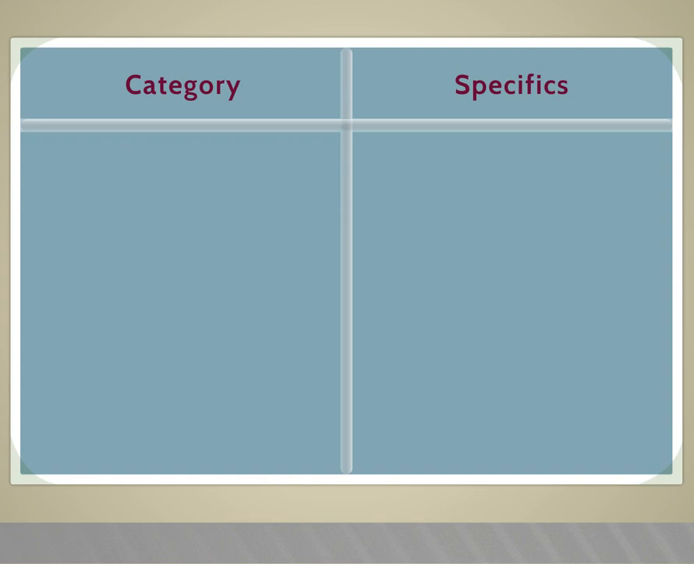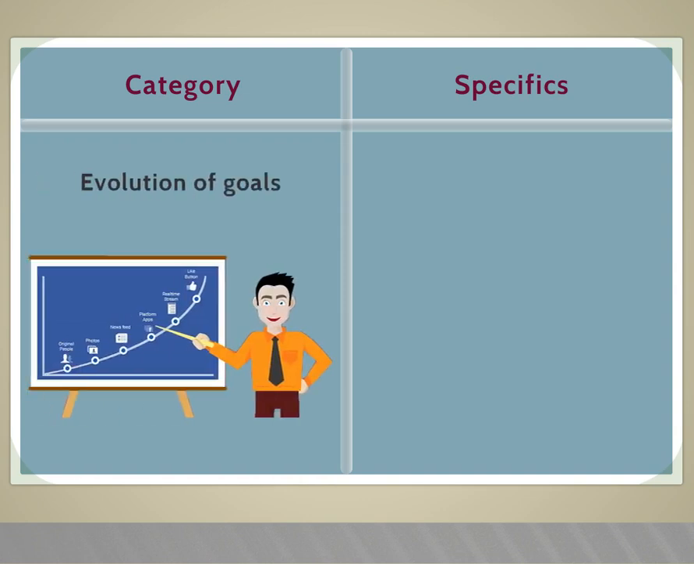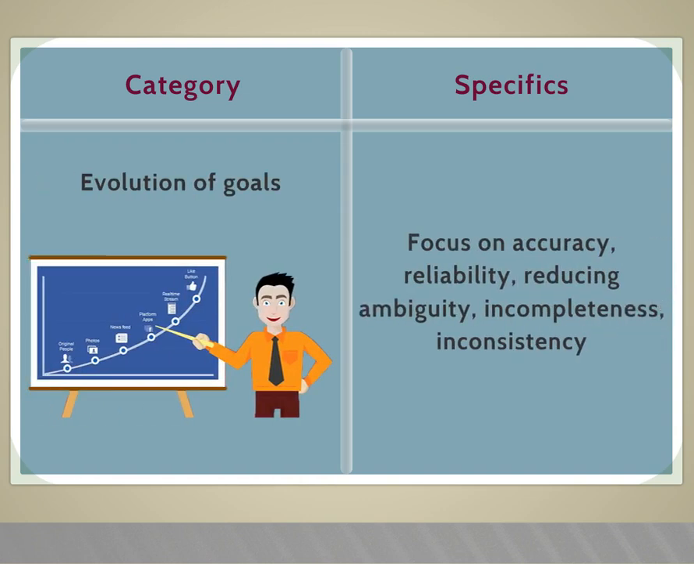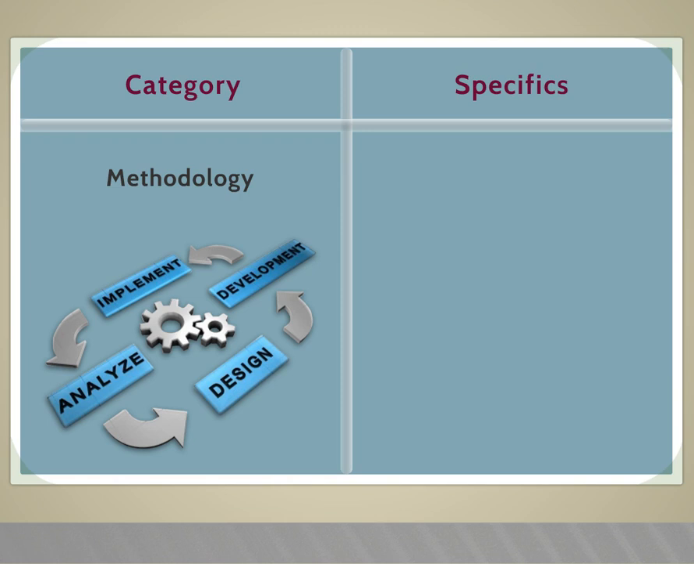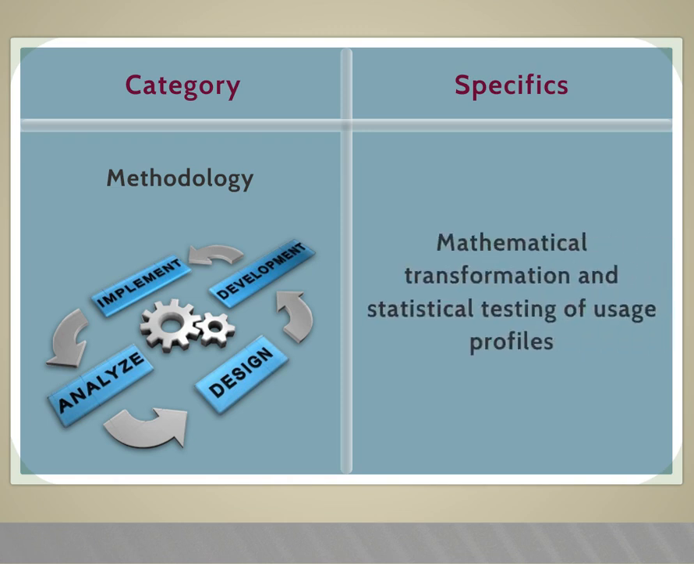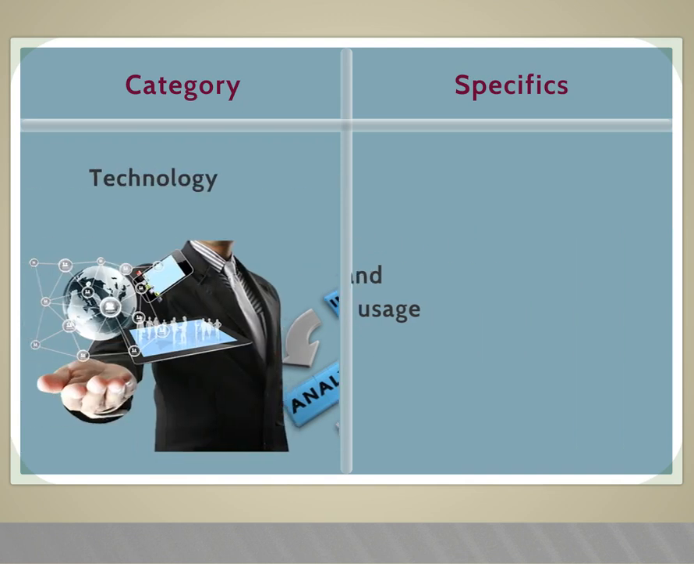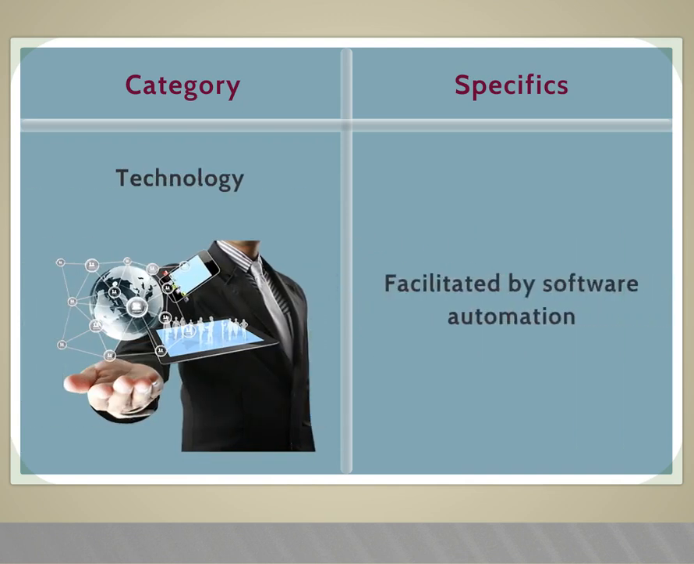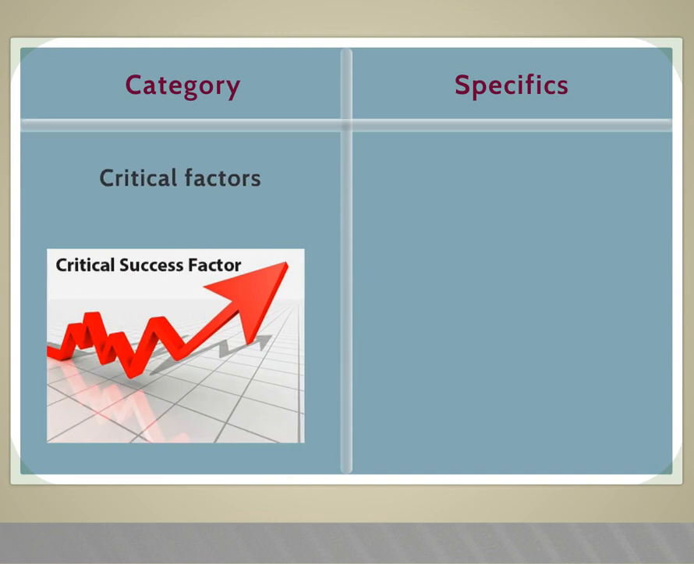Category: specifics. Evaluation of goals. Focus on accuracy, reliability, reducing ambiguity, incompleteness, inconsistency. Methodology. Mathematical transformation and statistical testing of usage profiles. Technology. Facilitated by software automation. Critical factors. Specification language.